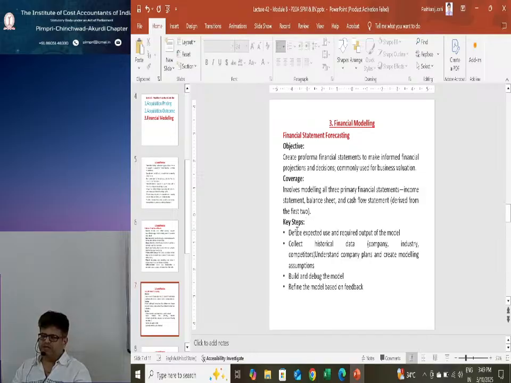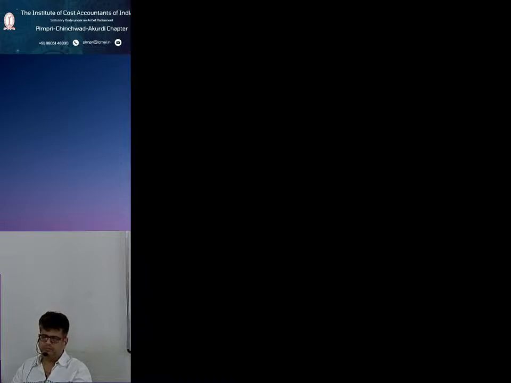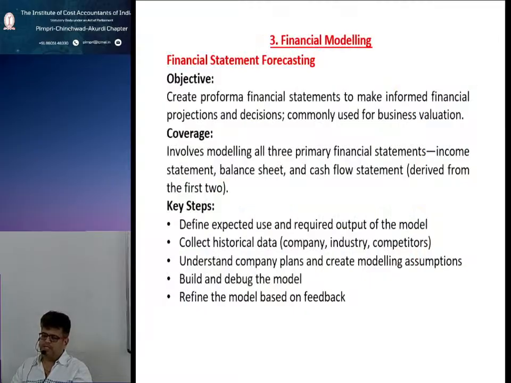The key steps involved in financial forecasting are, first and foremost, define the expected use and required output of the model. One has to start with the end in mind, and therefore the purpose for which a particular financial model is being prepared should be very clear to the modeler. Secondly, the final output of the model should be very clear: what exactly is required as the end product or outcome. Thereafter, collect historical data, which includes company data, industry data, and competitors data. Understand company plans and create modeling assumptions.